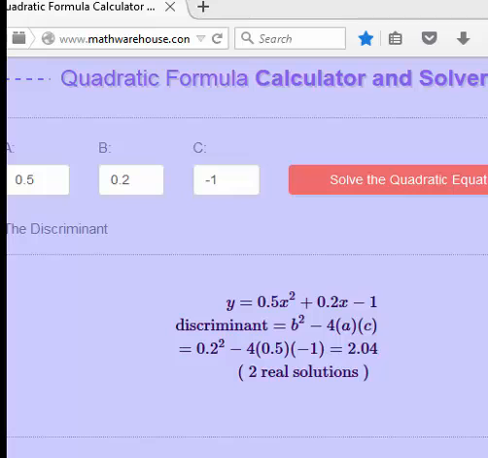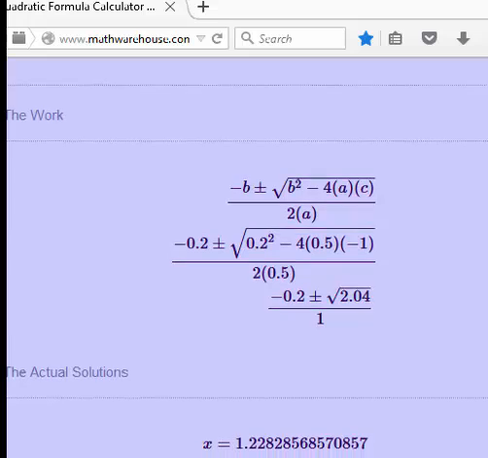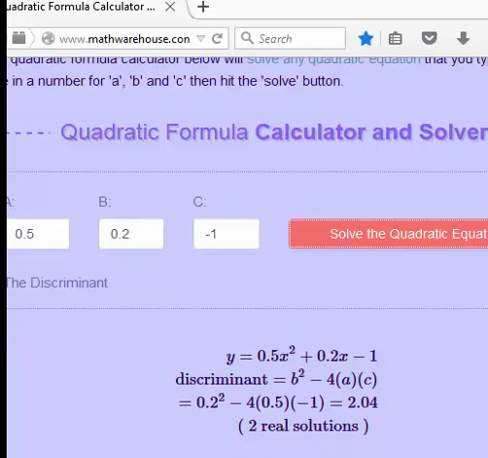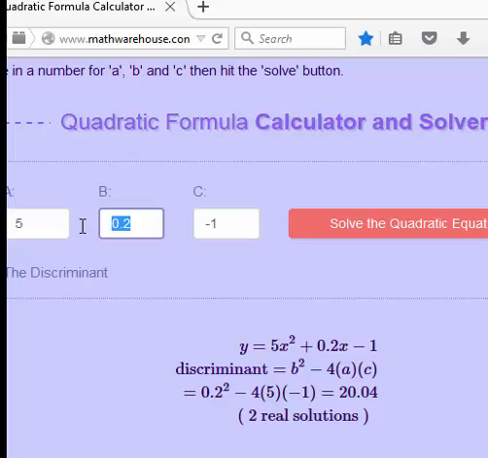Now here is a neat trick that you're going to thank me for. If you go to mathwarehouse.com and find their quadratic formula calculator and solver, and put in the coefficients 0.5 for a half, 0.2 for the 1/5 coefficient, and negative 1, you can solve this quadratic equation. It not only solves it, it gives you the decimal and radical form, and we get our two answers, 1.228 and negative 1.628.